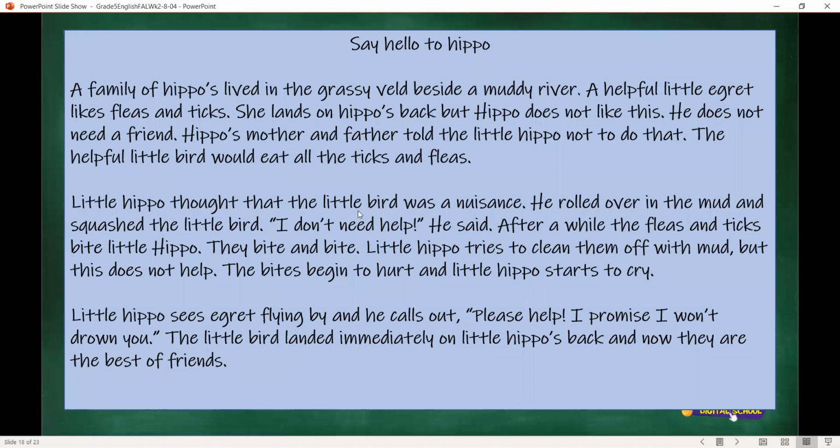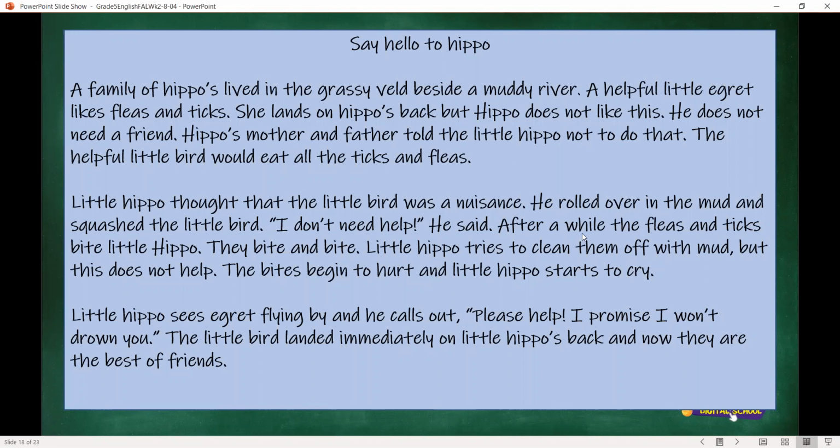Little Hippo thought that the little bird was a nuisance. Full stop. Start again with a capital letter. He rolled over in the mud and squashed the little bird. Now, there's a nice descriptive word, squashed. So now you can imagine that he didn't just roll on the little bird, he squashed the little bird. So it makes the story a little bit more interesting. "I don't need help." There's your speech marks and your exclamation mark. I use that when I use the words he said, because that is exactly what he said.